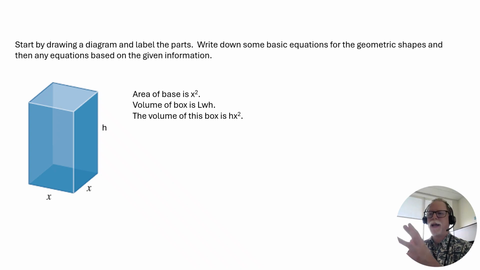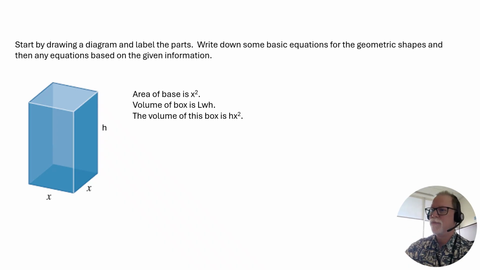Started with some, I got the base is X squared, the area. Volume of a box, multiply the three dimensions together. And so for this box, I can kind of get partially to the one letter I need, X squared times H. So I need some more information to have a volume that just has X as its variable.